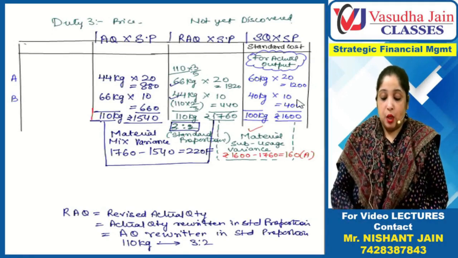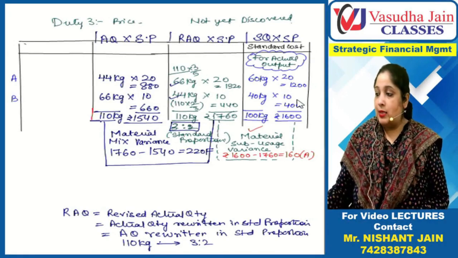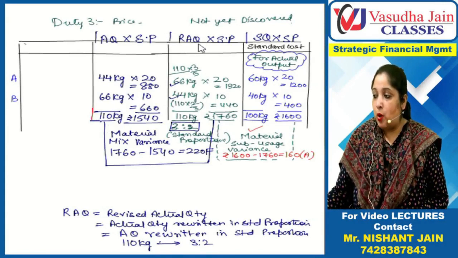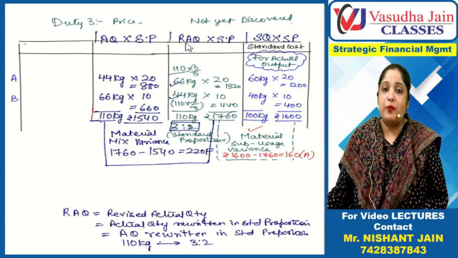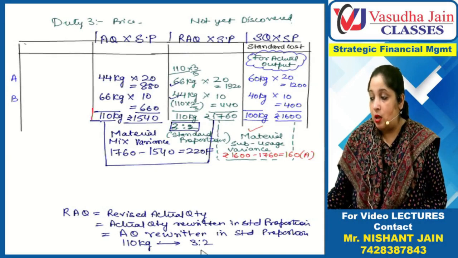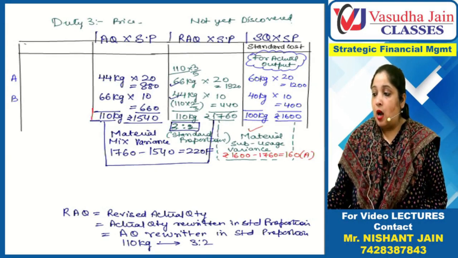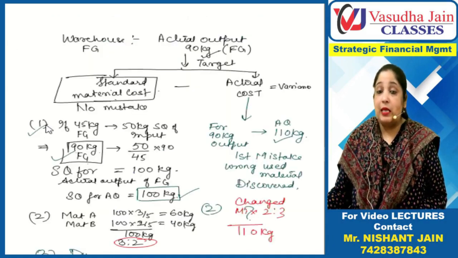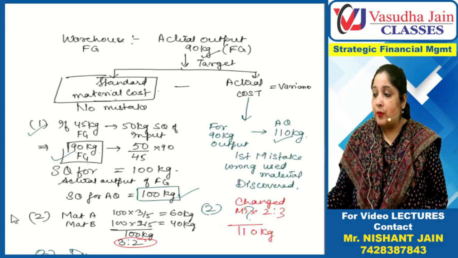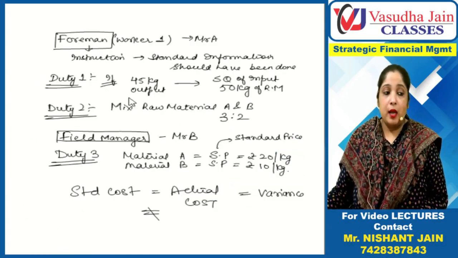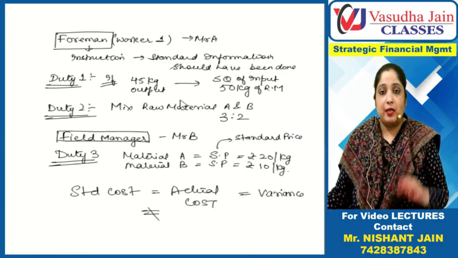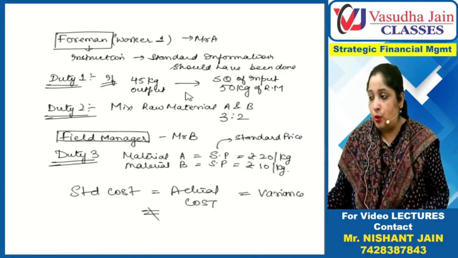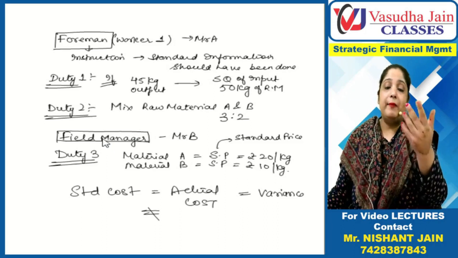Let's see. So this is actual quantity. Now this 110, earlier it was actual quantity, but it was revised because we have to write it in a standard proportion. Now, going back here, we have discovered the first mistake of the worker, and we have discovered the second mistake also. The foreman was given two duties, and we have discovered the mistakes he has done in the two duties. Now call the field manager.